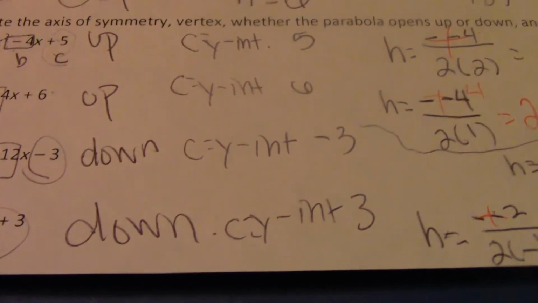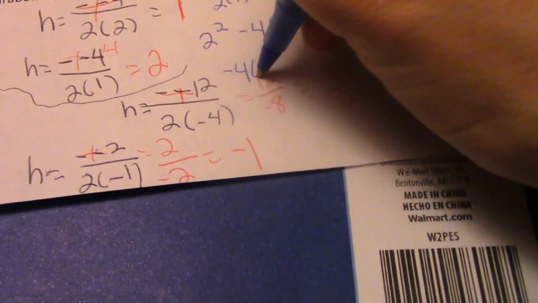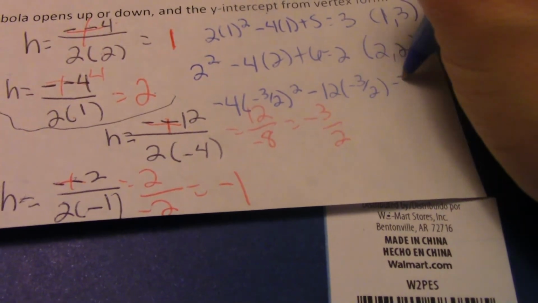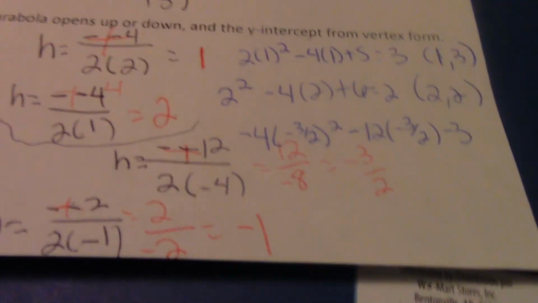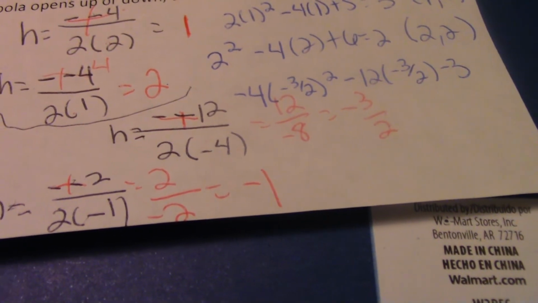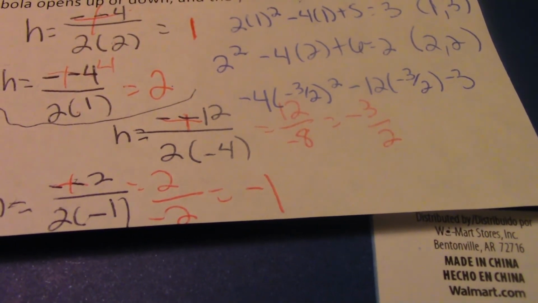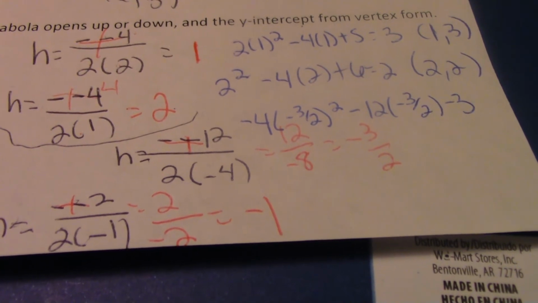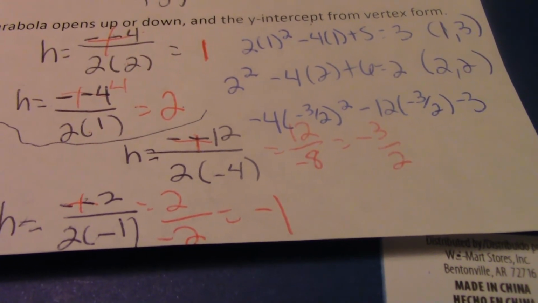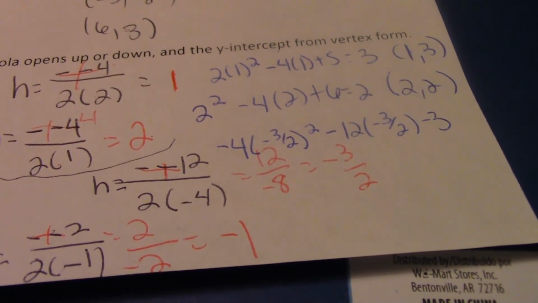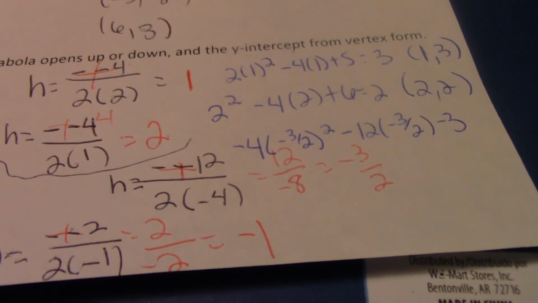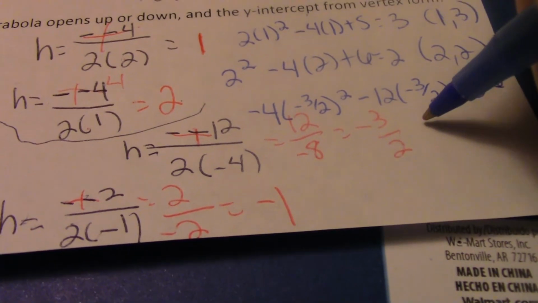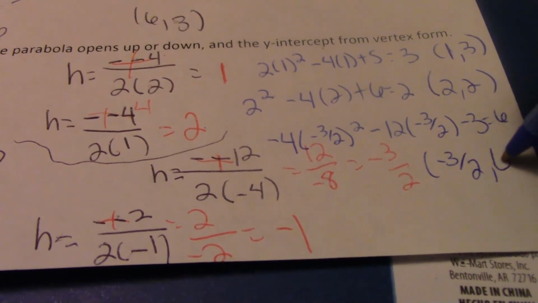So negative 4. Our x was negative 3 over 2, so negative 4 times negative 3 over 2 squared minus 12 times negative 3 over 2 minus 3. And that gives me 6. So this vertex was negative 3 over 2, 6.